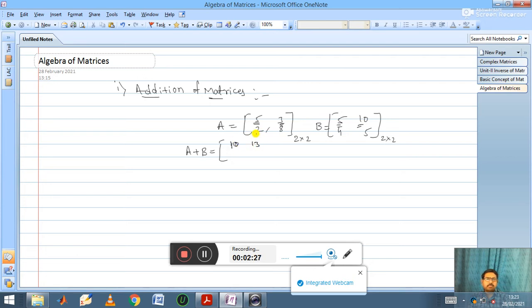Then similarly, you go to the second row first element. In matrix A, the second row first element is 2. In matrix B, the second row first element is 4. So 2 plus 4 gives 6. Then go to the last element. The last row last element in A is 8. In matrix B, the last row last element is 5. So 8 plus 5 gives 13.